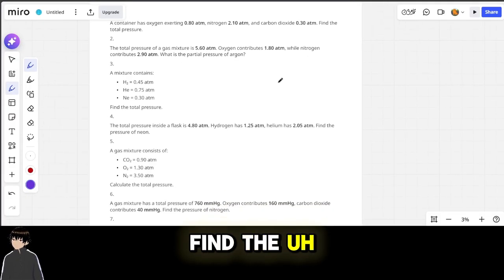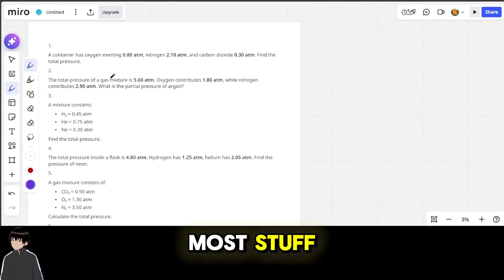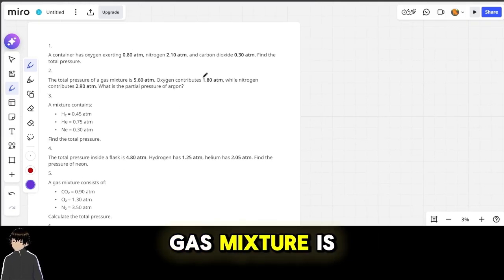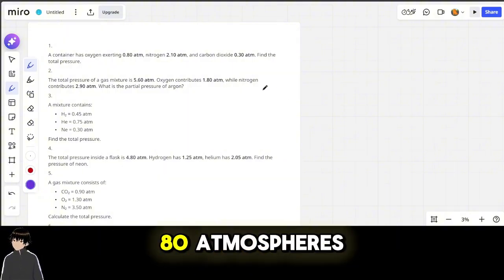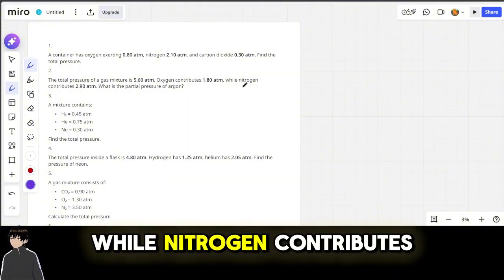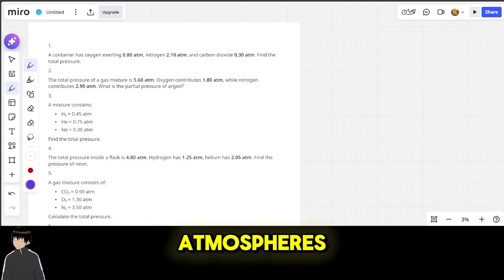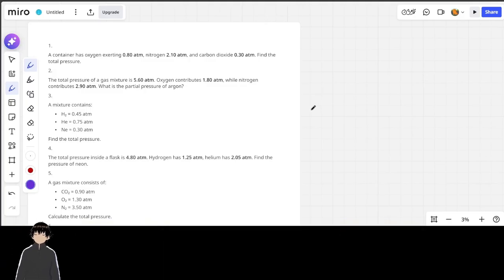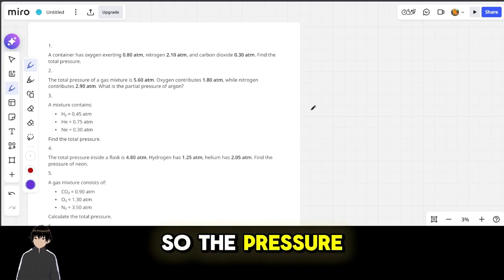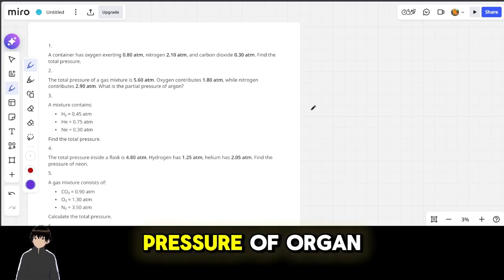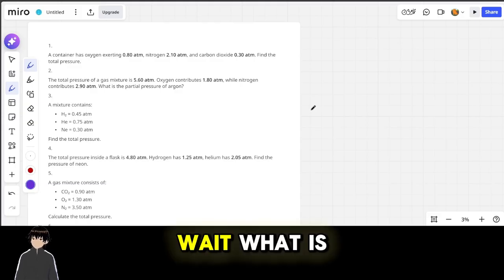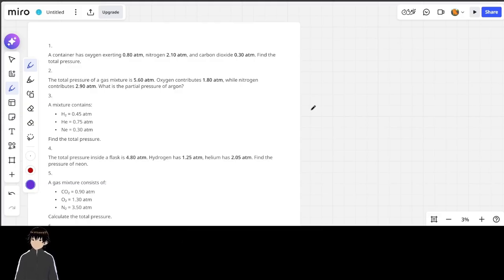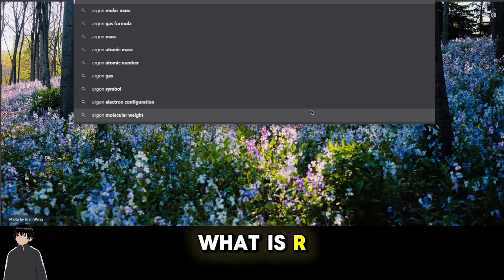We have to find the mole stuff. Total pressure of a gas mixture is 5.60 atmospheres. Oxygen contributes 1.80 atmospheres, while nitrogen contributes 2.90 atmospheres. So what is the partial pressure of argon? Wait, what is argon?